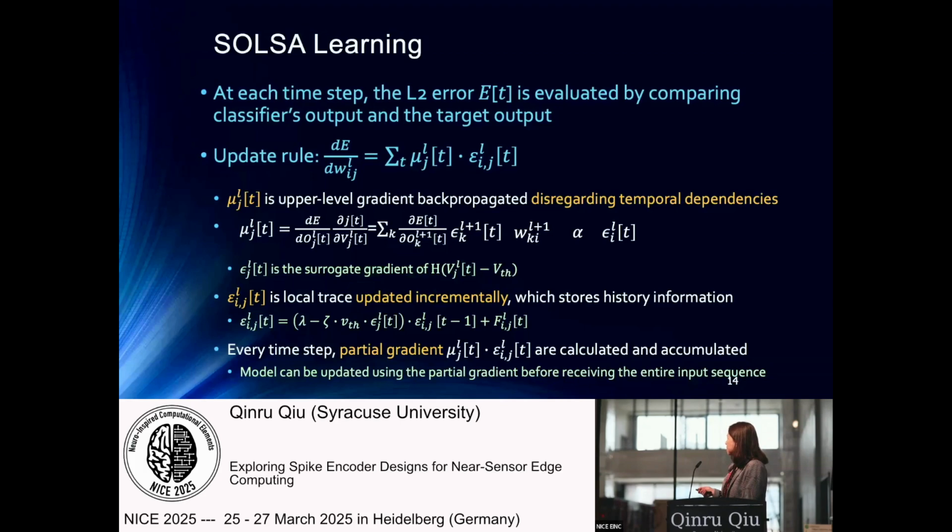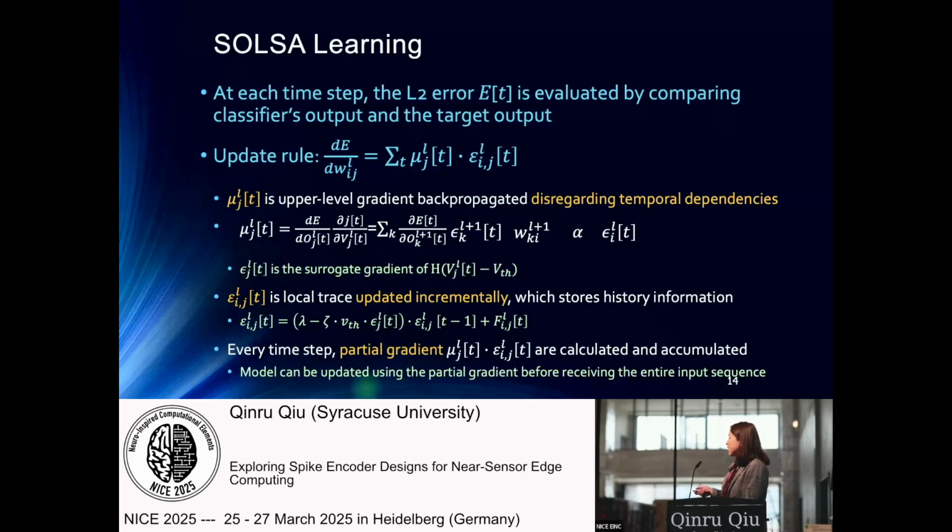And epsilon is a local trace which stores the history information. It can be updated incrementally. Epsilon is updated using this function. It is based on its previous value and the postsynaptic potential, and also considers the surrogate gradient of the Heaviside function.